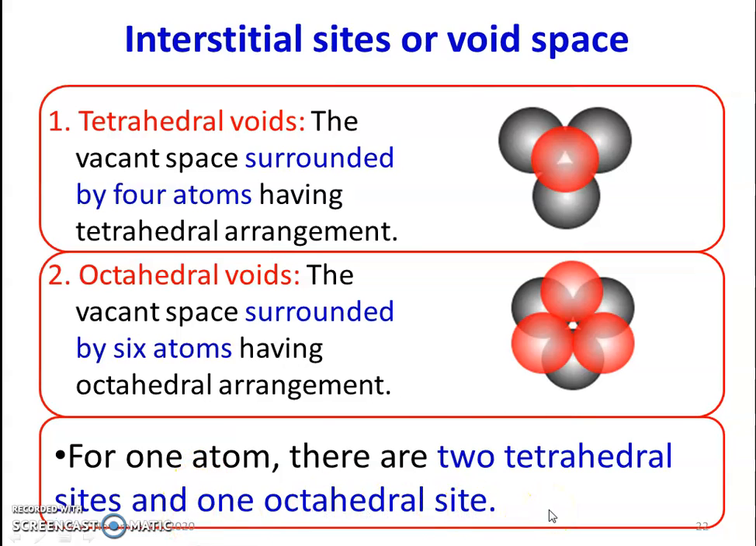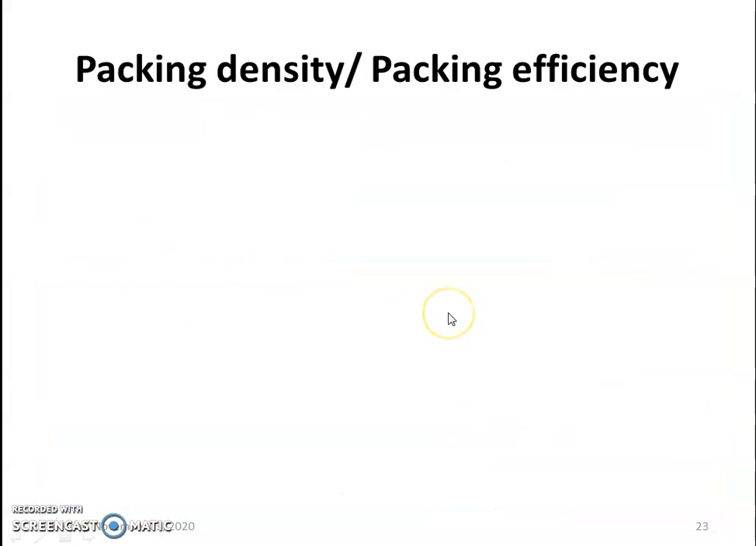This is very important. And again, coordination number means the number of closest neighbors of any particle or sphere. So these 3 terms are very important: tetrahedral void, octahedral void, and coordination number. Now the next point is packing density or packing efficiency of the crystal, also called the atomic packing factor.